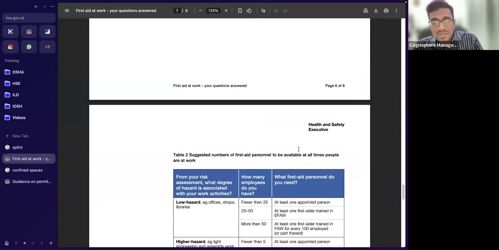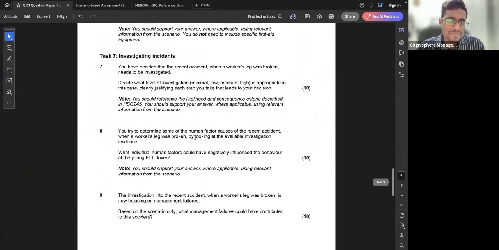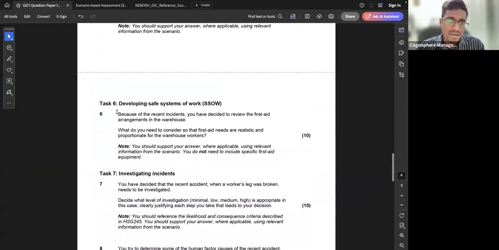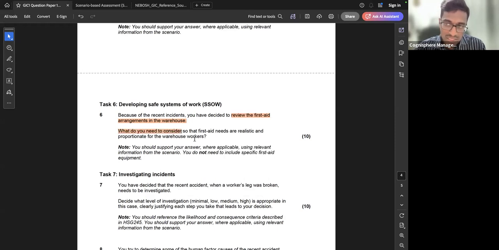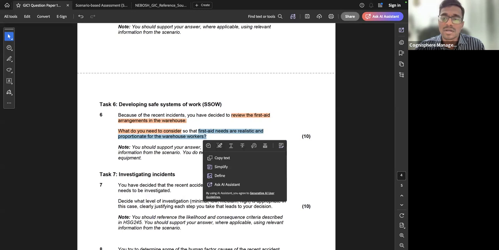Okay. Now going back to this question, number 6. Because of the recent incidents, you have decided to review the first aid arrangements in the warehouse. What you need to consider? You're doing a review of first aid arrangements, so what you need to consider so that your first aid needs are realistic and proportionate for the warehouse workers.